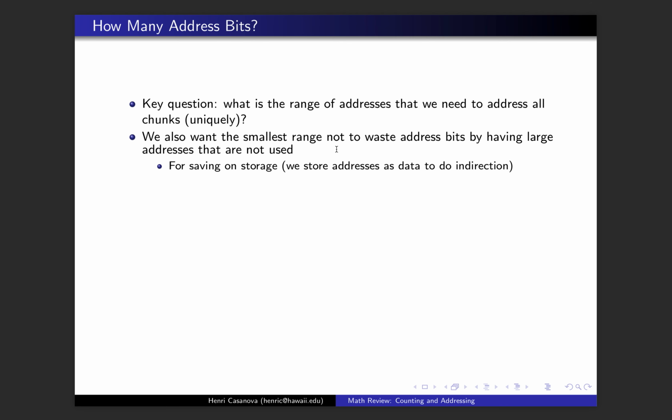So the key question is, what is the range of addresses that we need to address all chunks we have for some problem we have to solve? And every chunk needs to have a unique address. We want the smallest possible range of addresses to not waste address bits, right?